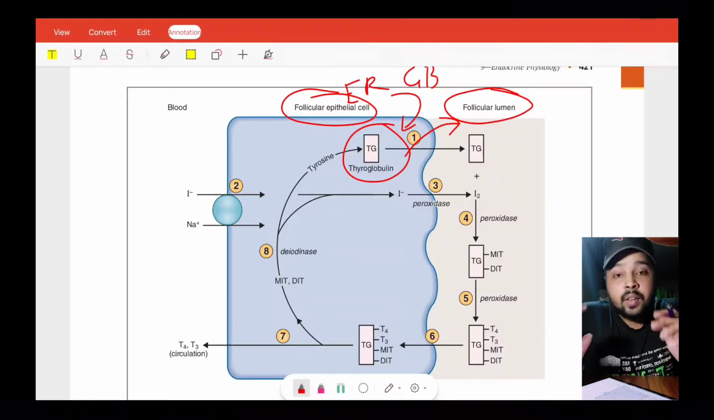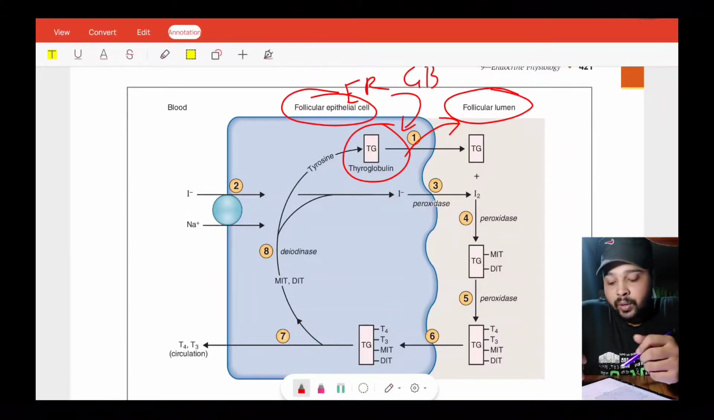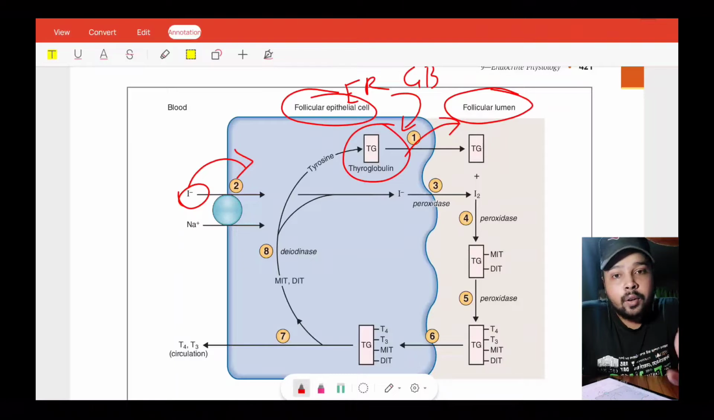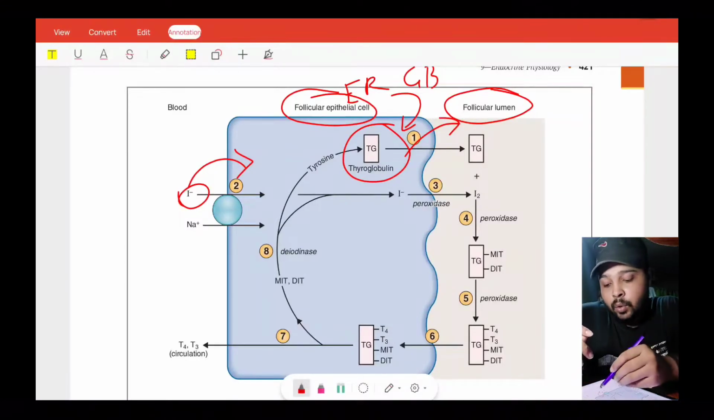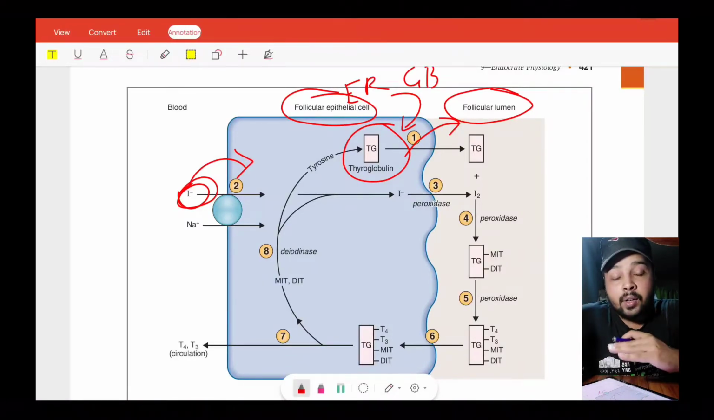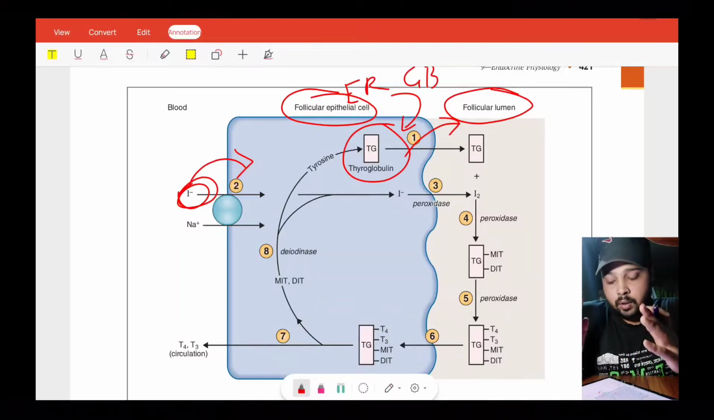In the second step, we have the sodium iodine co-transport, or the iodine trap. The iodine is transported from the systemic circulation or the blood into the follicular epithelial cell. It is transported with sodium, against the electrical or chemical gradient, which is why it is called co-transport. When there is a dietary deficiency of iodine in the blood, the sodium iodine co-transporter will be stimulated. This is the second step.